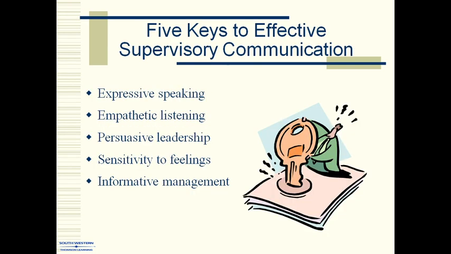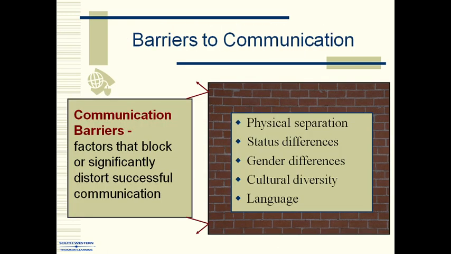And what are the five keys for effective supervisory communication? Expressive speaking, empathetic listening, persuasive leadership, sensitivity to feelings, and informative management. These things will really help you manage interpersonal communication. So what are the barriers to communication that we have seen already? We are now going to see the barriers of interpersonal communication. The factors that block or significantly distort successful communication we call barriers to interpersonal communication.